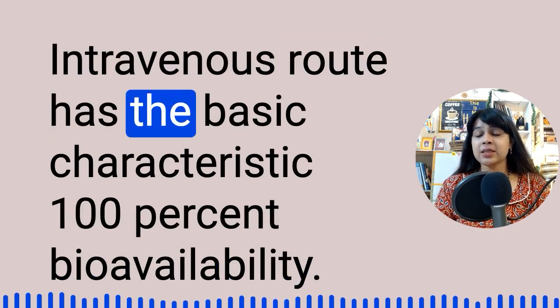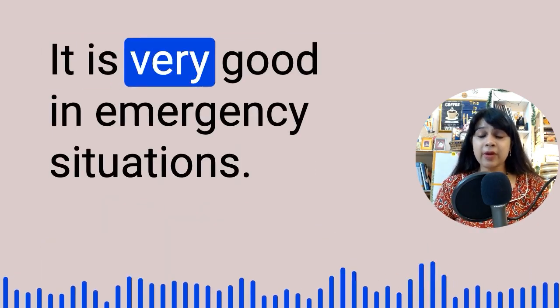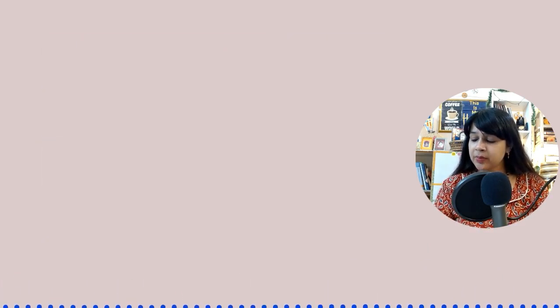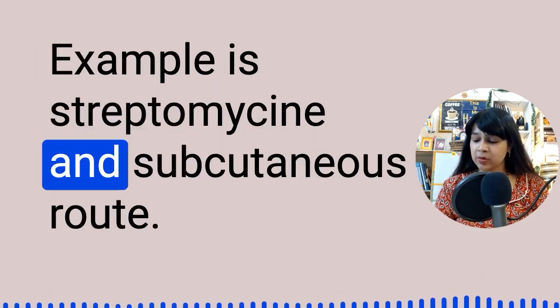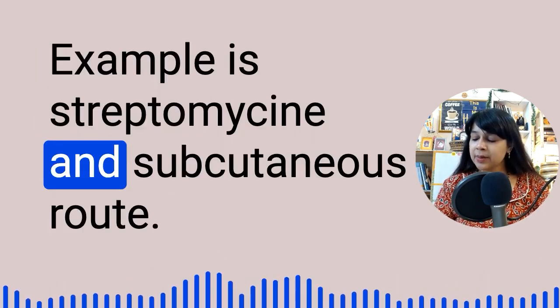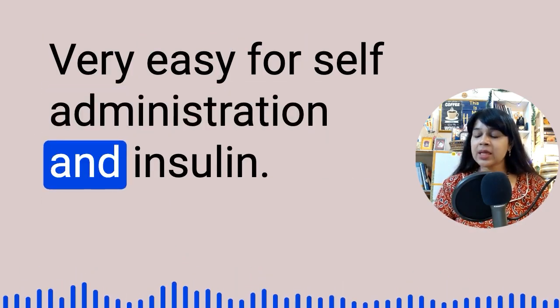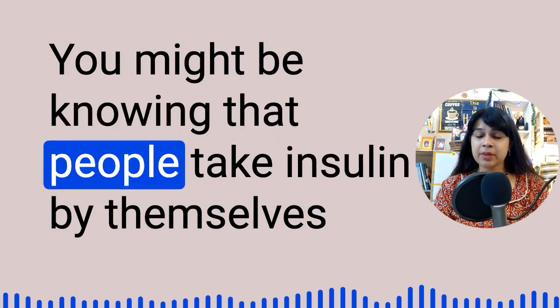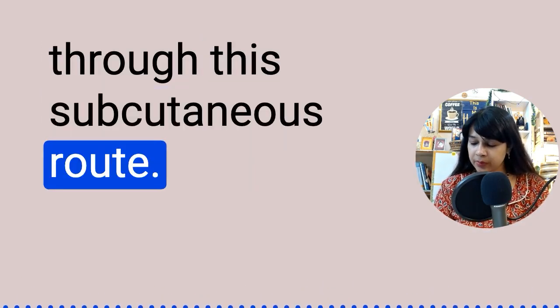Intravenous route has the basic characteristic of 100% bioavailability. It is very good in emergency situations. Intramuscular is given deep into the muscles. An example is streptomycin. And subcutaneous route is very easy for self-administration. Insulin, you might know, is taken by people themselves through this subcutaneous route.